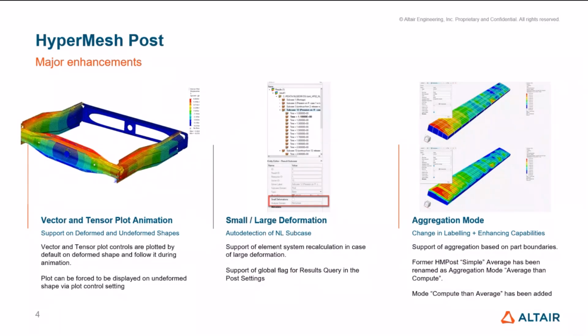So a von Mises of an average tensor is definitely not the same as the average of the 4 von Mises, or the von Mises at each and every element. This is the basic difference. And we are using this labeling change, and we also added the possibility to do the average at part boundaries or across part boundaries. So basically, and this was one major request, we remove all the inconsistencies between HyperMesh Post and HyperView to that extent.